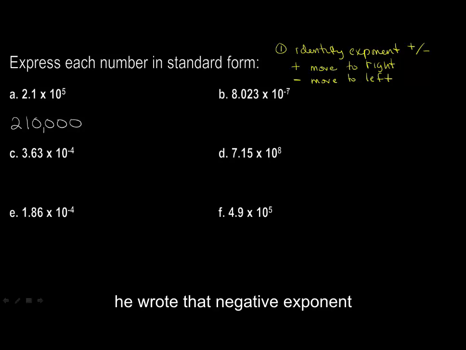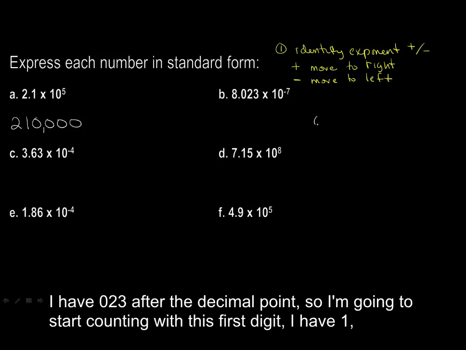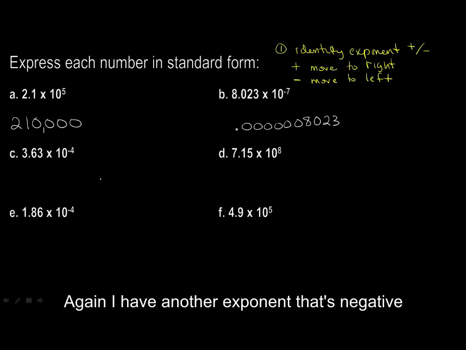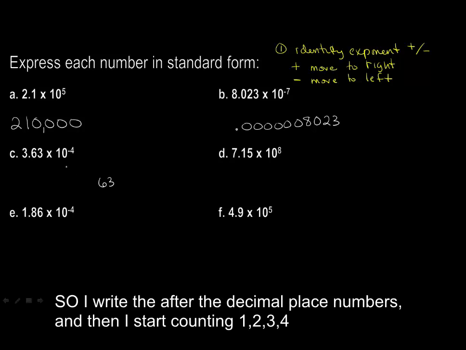Here I've got a negative exponent, so I'm going to start on the right and move to the left. I have 0, 2, 3 after the decimal point, so I'm going to start counting with this first digit. I have 1, 2, 3, 4, 5, 6, 7. Again, I have another exponent that's negative, so I write the after the decimal point numbers, and then I start counting 1, 2, 3, 4.